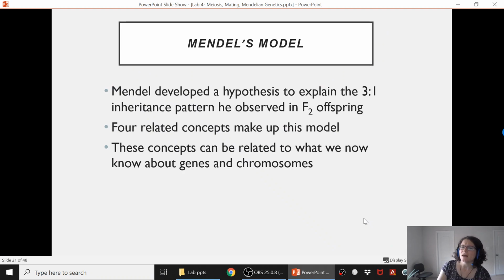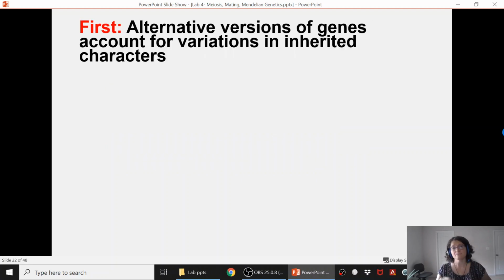He developed a hypothesis to explain the 3 to 1 inheritance pattern he observed in the F2 offspring. Four concepts make up this model, and this relates to what we just learned about chromosomes and how they work. First, alternative versions of the genes account for variations in inherited characters. These we now call alleles. He called them alternative versions. We know them as alleles.